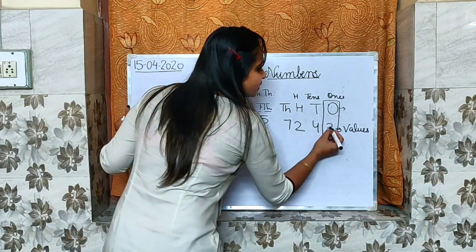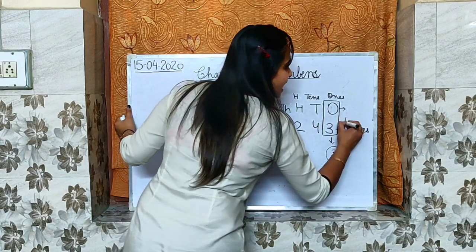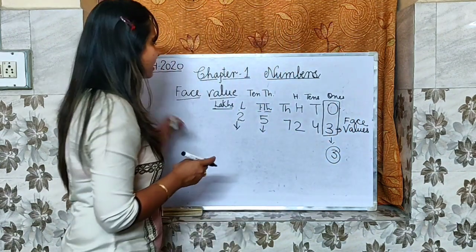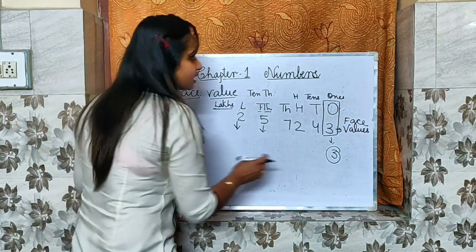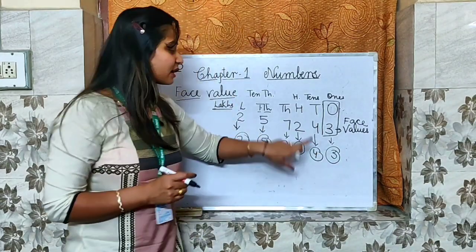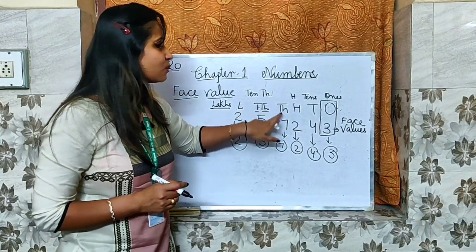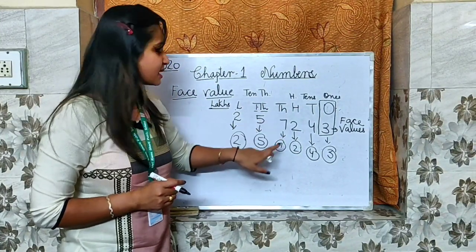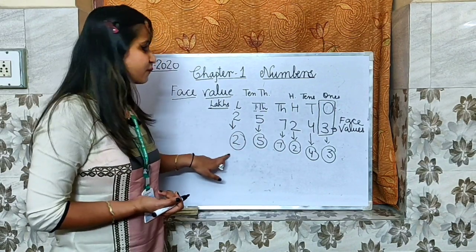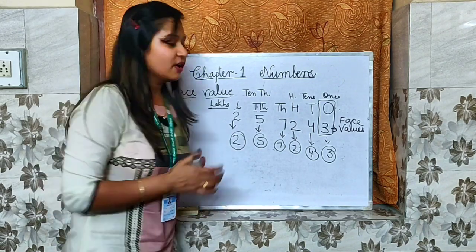For example, 3 is on ones place, so here face value will remain 3. These values are the face values only. We need not mention place here. 3 is the face value, 4 is the face value, 2 is the face value. If somebody asks me what is the face value of thousands place, I will simply say 7. Here face value is 5, here face value is 2, because face value never changes, right?